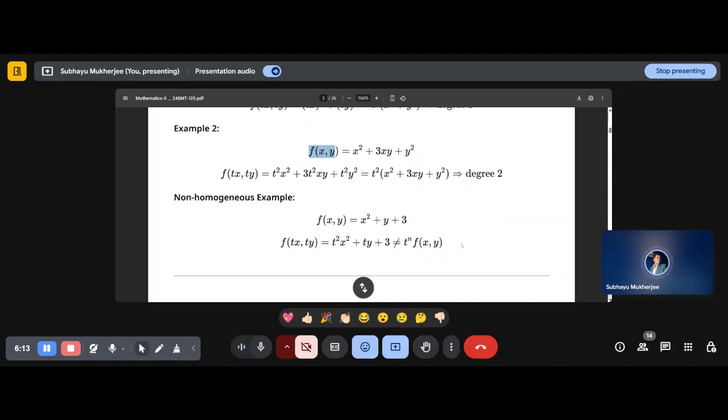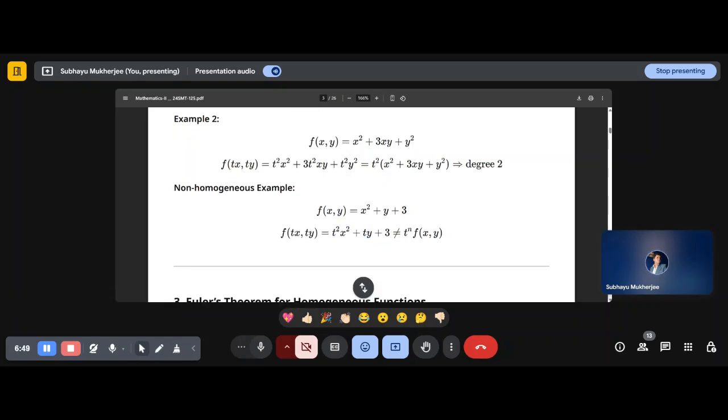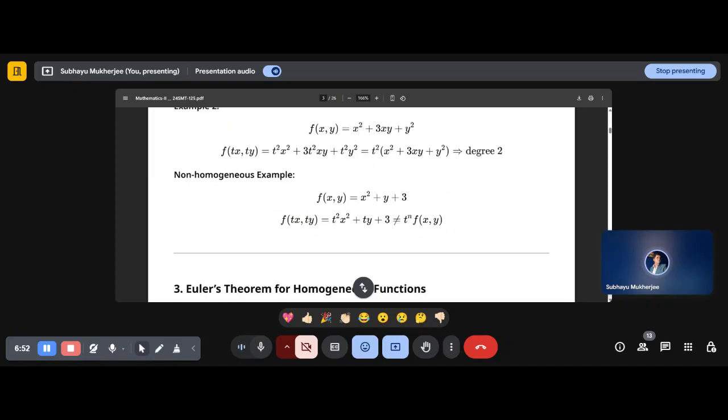Now, what is an example of a non-homogeneous equation? Here, if we multiply x and y by t, the ultimate final equation does not sum up to be the same thing, because it becomes tx whole square, that is t square x square, t into y plus 3. Many of you may ask, why is this not 3t? Why is this just 3? Because you see, there is no constant parameter in the bracket. The parameters are just defined for x and y. So t is only associated to x and y and not the constant, that is 3. So these are homogeneous and non-homogeneous equations.